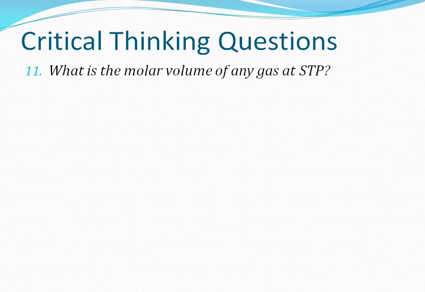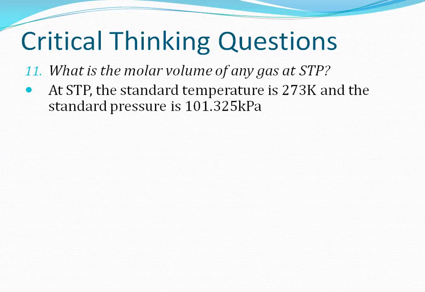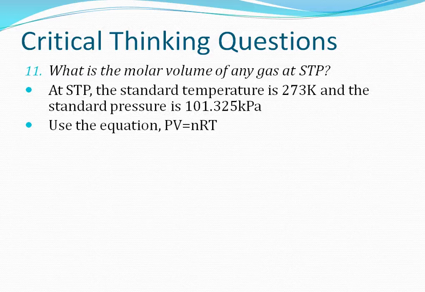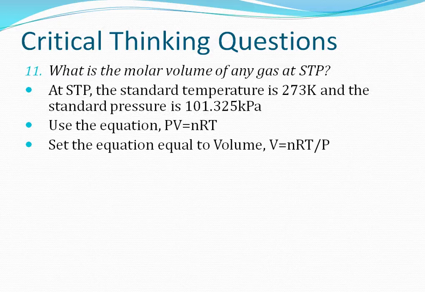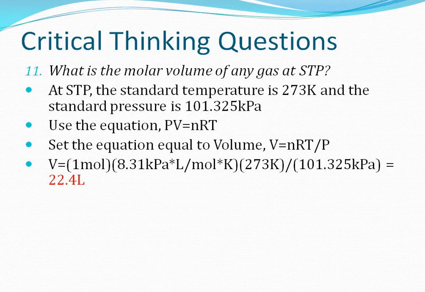What is the molar volume of any gas at STP? At STP, the standard temperature is 273 kelvins, and the standard pressure is 101.325 kilopascals. You use the equation PV equals nRT. You set the equation equal to volume. You plug in your constants, which gives you 22.4 liters, which is the standard volume.